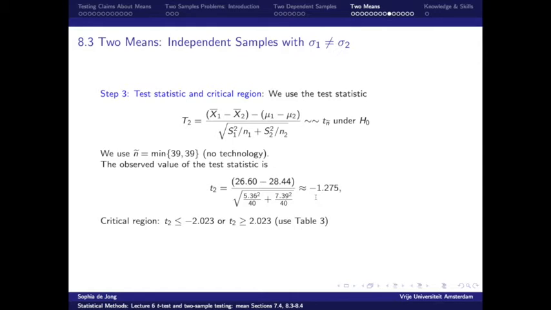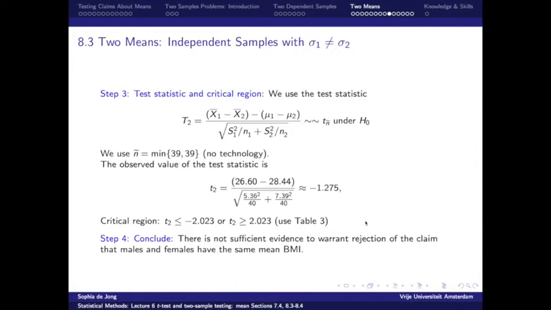This is a two-sided test, so we again go to table 3 and we look at 39 degrees of freedom and at the significance level of 0.05 in two tails. Then we find this t-value, and because this test is two-sided, the other half of this critical region is less than or equal to the negative version of that t-value. But we also see that our observed value is not contained in this critical region, so we cannot reject the null hypothesis. There is not sufficient evidence to reject the claim that males and females have the same mean body mass index.